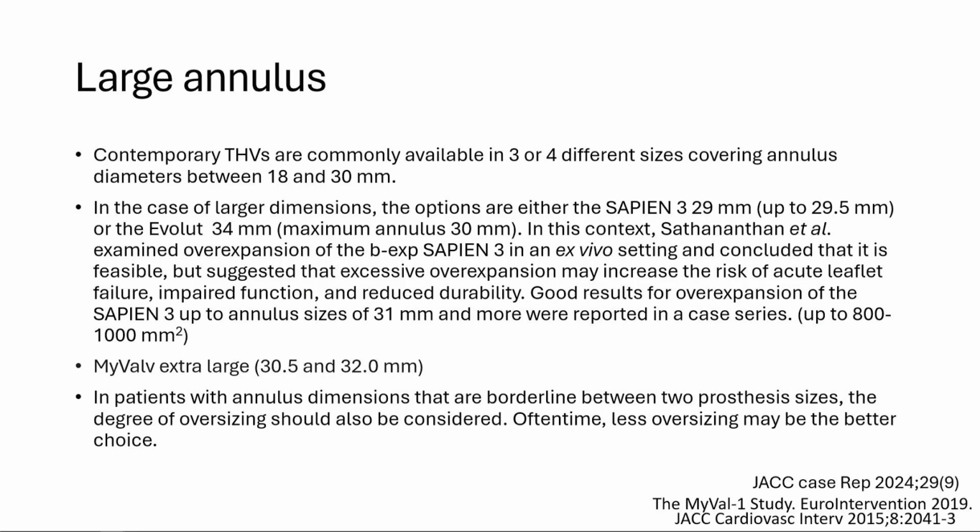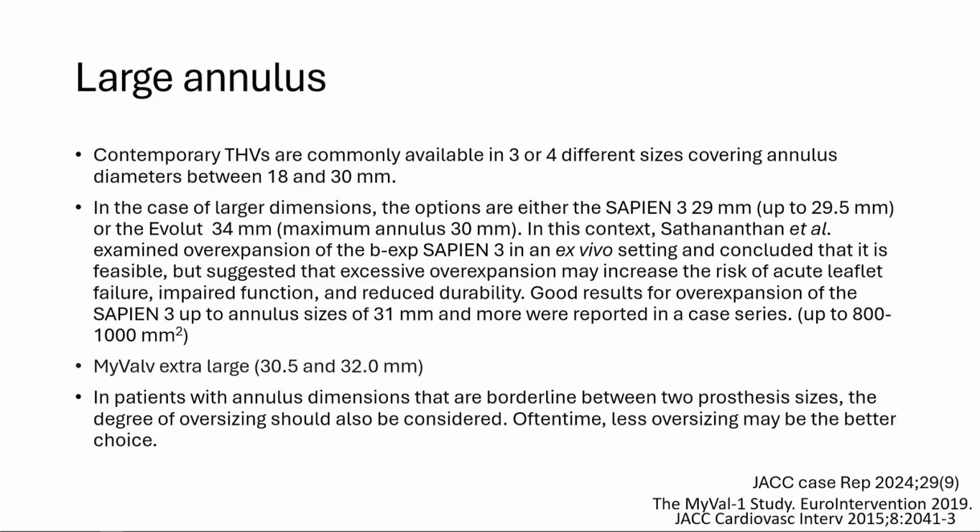So if we look at patients with large annuli, we know that contemporary THVs are commonly available in 3 to 4 different sizes, covering annulus diameters between 18 and 30 millimeters. In the case of larger dimensions, the options are either to use the larger valve, and there's also the Myval that has an extra large that can also cover annular dimensions from 30.5 to 32.